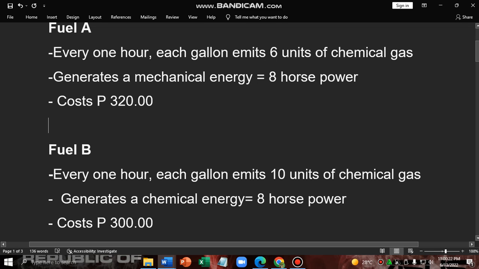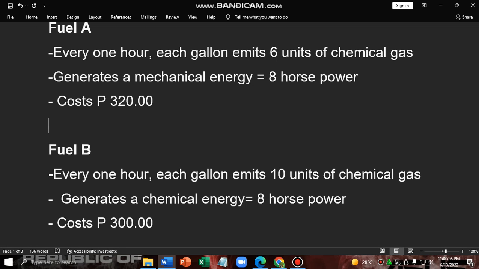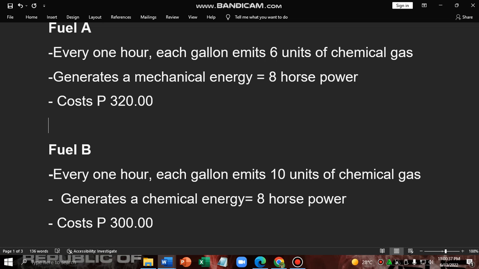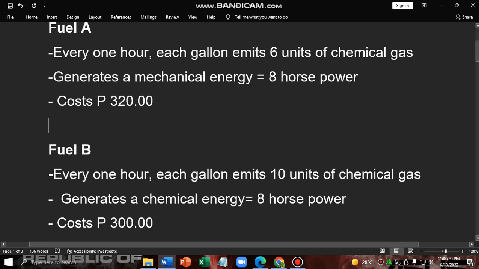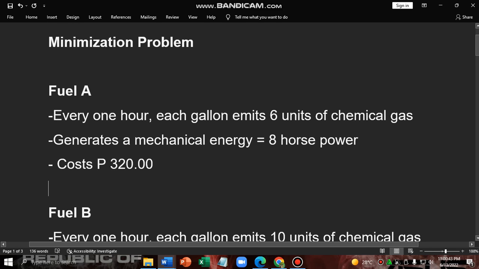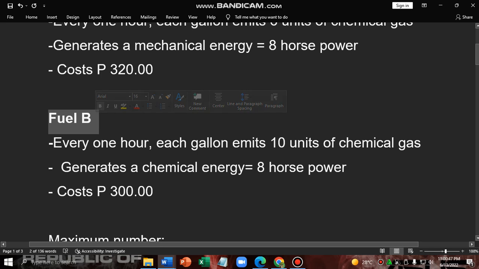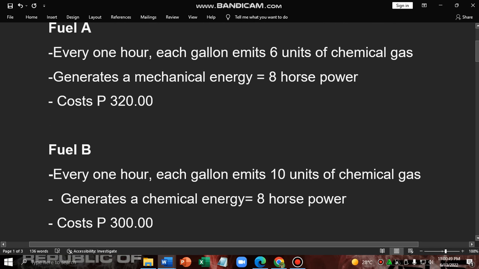To operate the state-of-the-art machinery recently purchased by ABC company, two types of fuels are needed, namely fuel A and fuel B. So, let us proceed to the specifications.